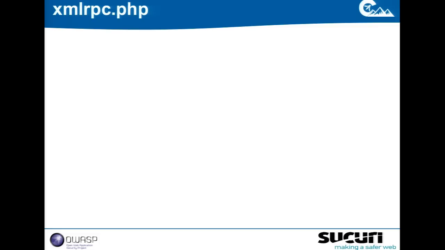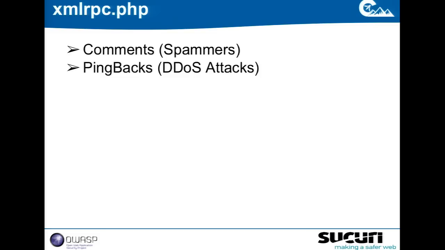So what is the XML RPC.php file? It's supposed to handle comments, but comments come with spammers. So that's a kind of stuff that you need to balance. They could pingback. It could ping a website. I will show here. So they use it for DDoS attacks. And we have some blog posts about that, that it was crazy because it was enabled by default.